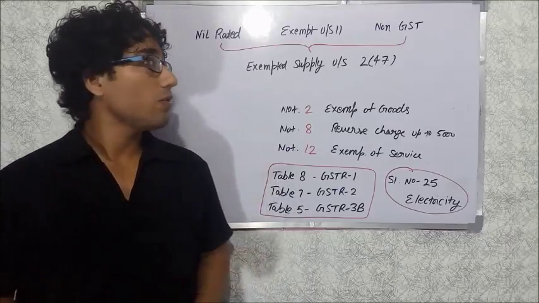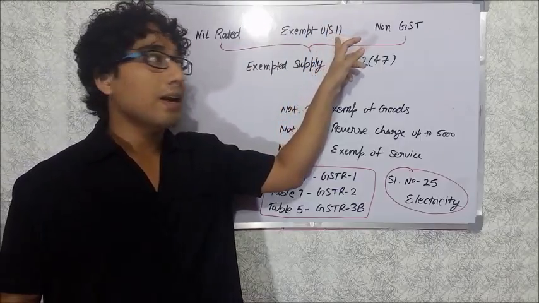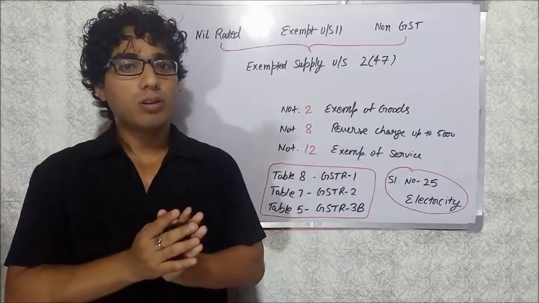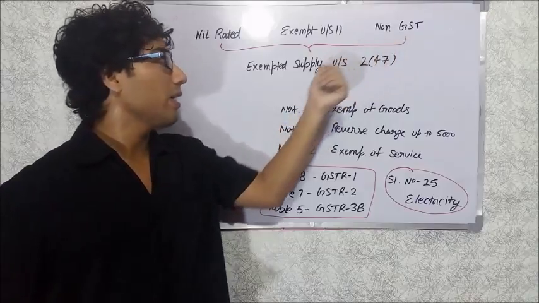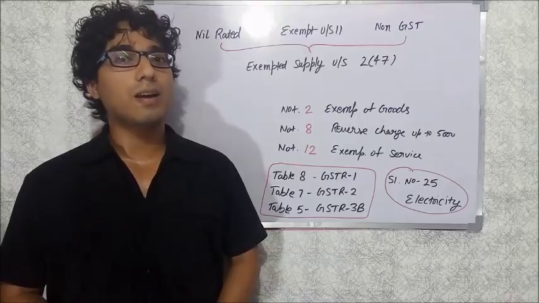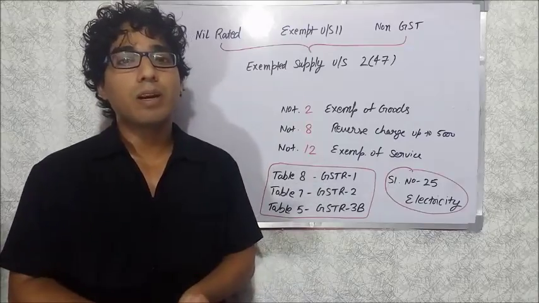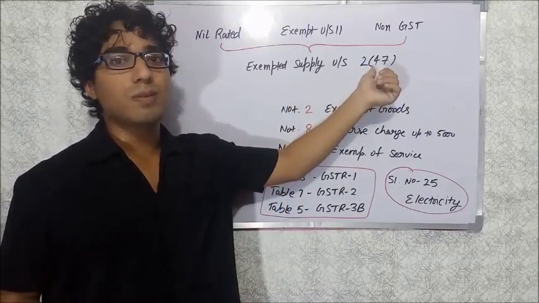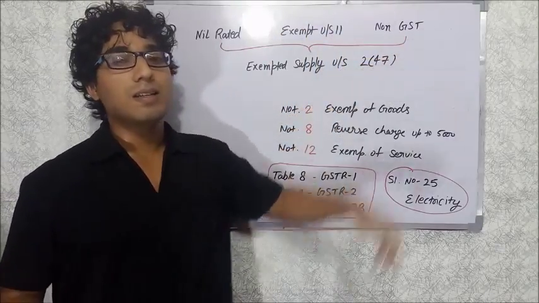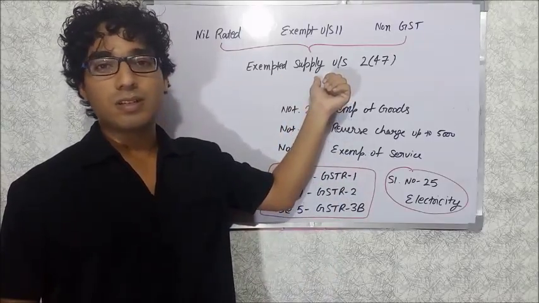First of all, these three different things, the nil rated, exempt under section 11, and the non-GST supply, will be commonly called exempted supply under section 2 subsection 47 of the CGST Act. All three components are part of one single component, which is called the exempted supply under section 2 subsection 47.